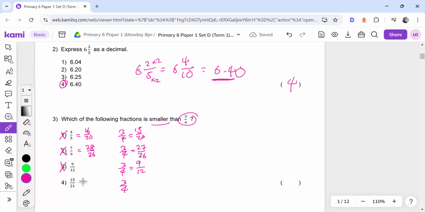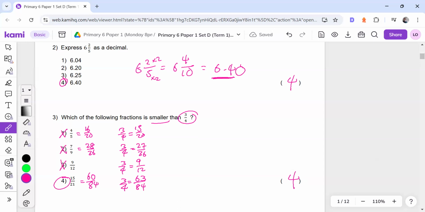How about the last one? Then you will have 21 times 4 and 15 times 4. 4 times 21 and 3 times 21, you will get 63. So is your fraction smaller than 3/4? Yes. So the answer is number 4. All right, so this is how you compare fractions. You will have to make the denominator the same, and then you compare them one by one.